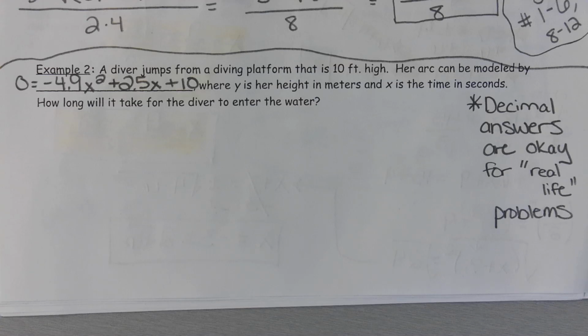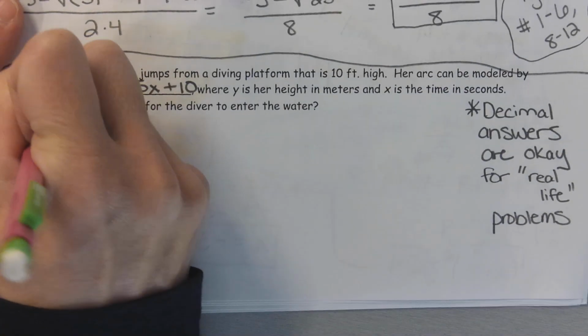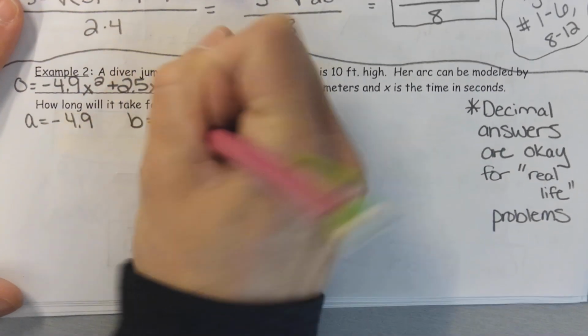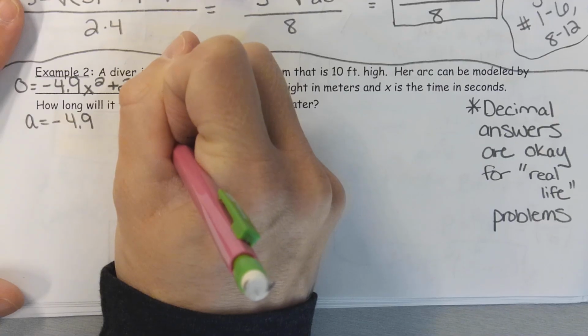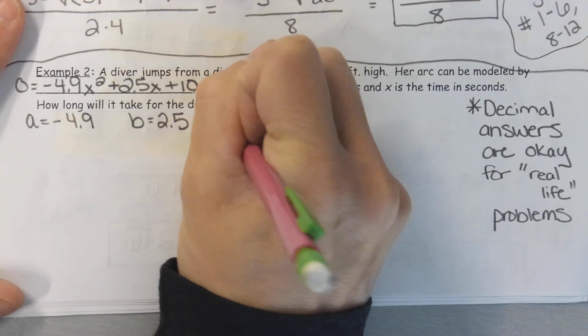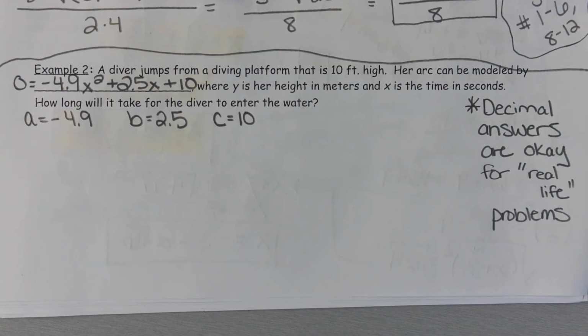All right. Here we go. Ready? So we've got y is the height and x is going to be the time. So those are our two factors in this one. What is my a value in this ugly looking equation? Negative 4.9. What is my b value? What is my c value? 10. Okay, so our values aren't nice, but we're still going to use the same equation.